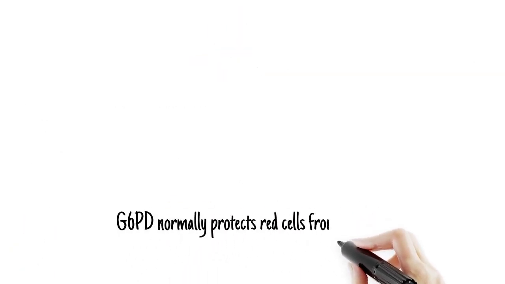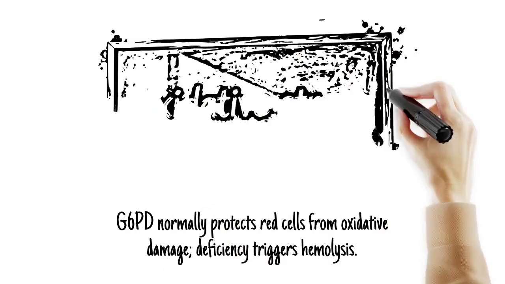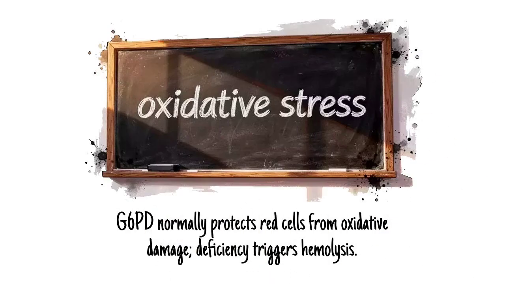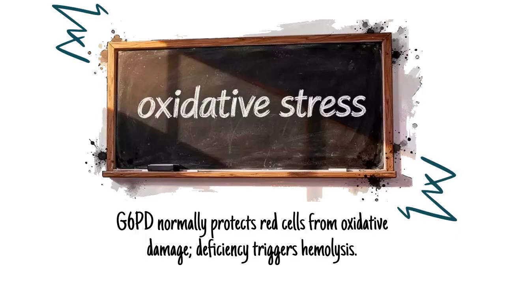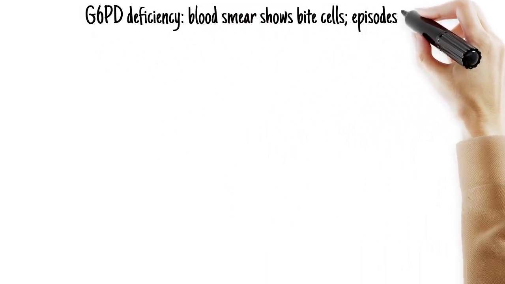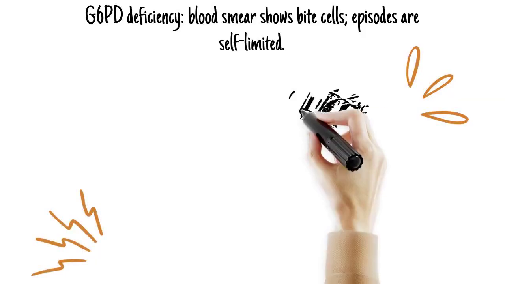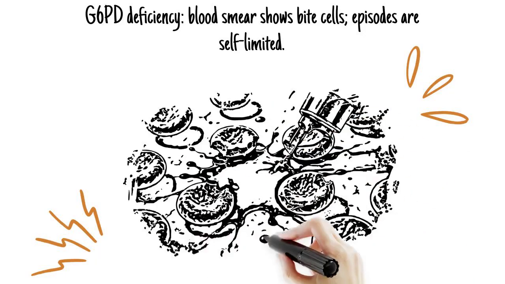G6PD normally protects red cells from oxidative damage. Without it, exposure to oxidative stress from infections, drugs like primaquine and sulfonamides or fava beans, triggers acute intravascular hemolysis with hemoglobinemia and hemoglobinuria. The blood smear may show bite cells, which are erythrocytes that appear as if a chunk has been taken out of them. The anemia is episodic and self-limited.